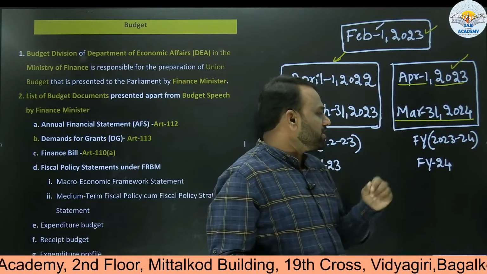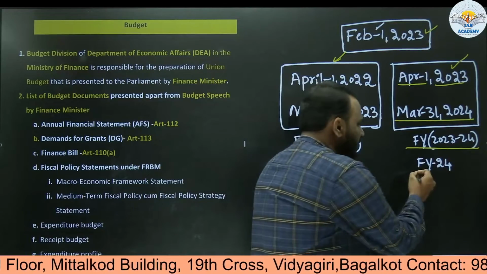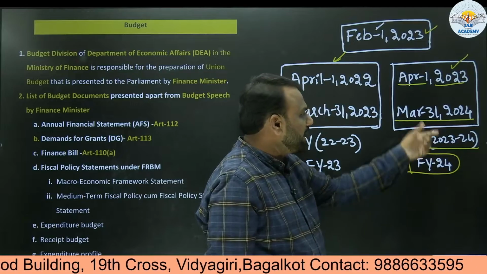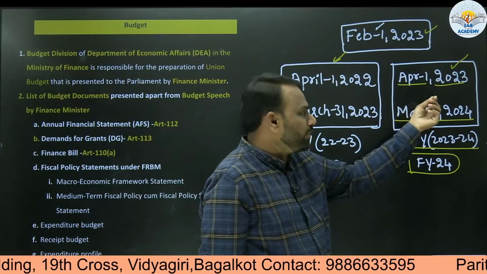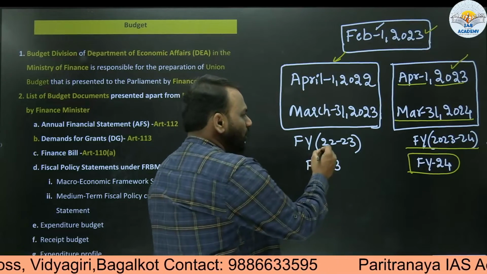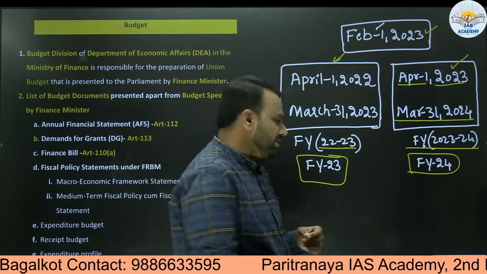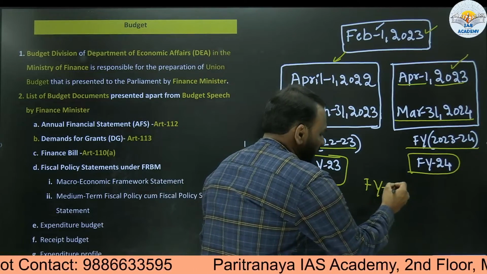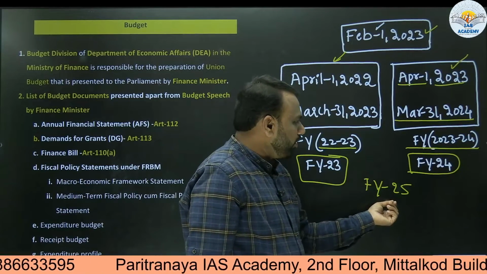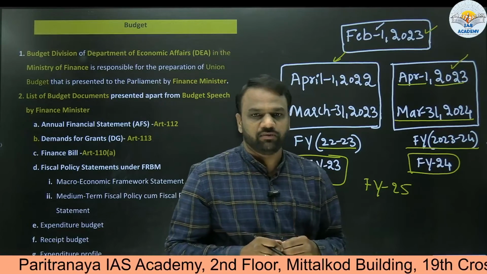This financial year, we can either represent in this fashion, financial year 2023-24, or we may simply represent it as financial year 24. Both representations indicate the same period, April 1, 2023 to March 31, 2024. Similarly, this indicates the financial year 22-23, and it can also be represented in this fashion. If I make it financial year 25, what does it indicate? It indicates April 1, 2024 to March 31, 2025. So this is a financial year.